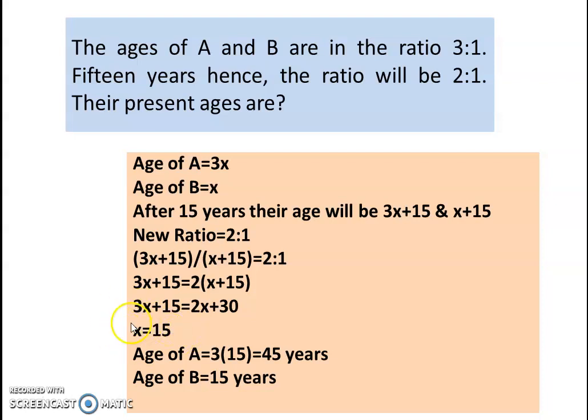Now we know the value of x. We can easily calculate the age of A and age of B after multiplying value of 15 with 3. Age of A is 45 years and age of B is x itself, that is 15 years.